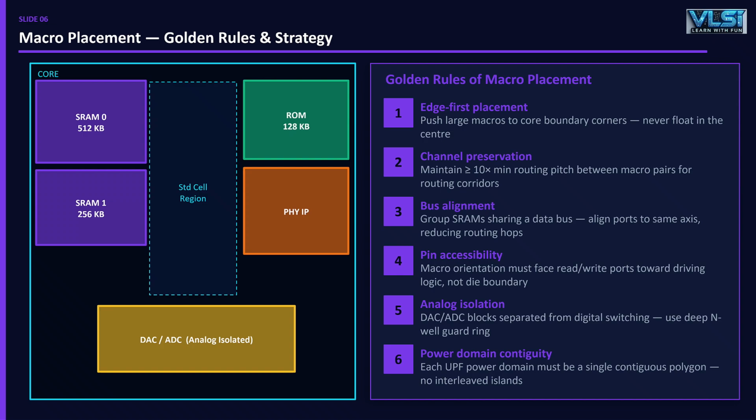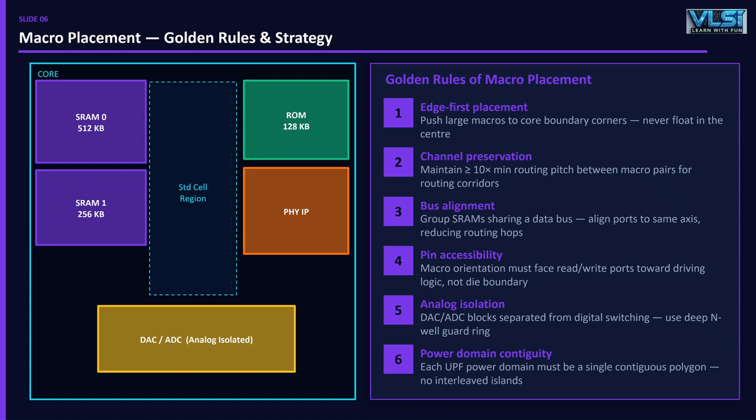That's exactly why the first golden rule is this. Push macros to the edges. Keep the center open. Why? Because routing needs free space. Now comes the second rule, channels. Between macros, you must leave enough space for wires to pass. If you pack macros tightly, routing tools will struggle later. Third rule, alignment. If two macros communicate heavily, place them close and align their pins. Otherwise, wires zigzag across the chip, increasing delay.